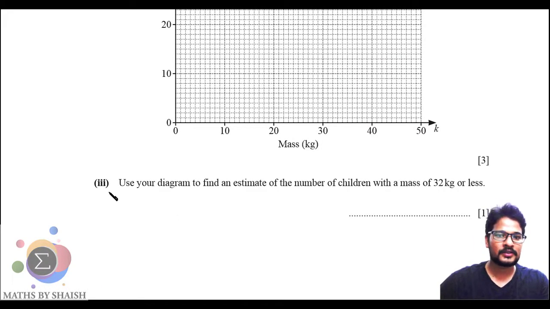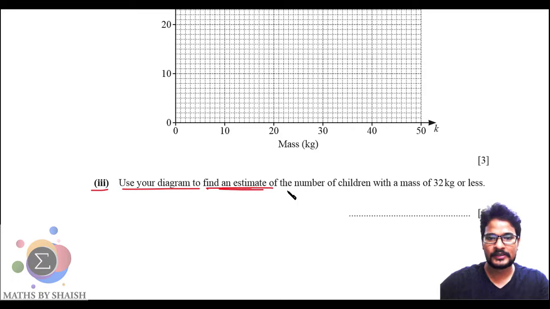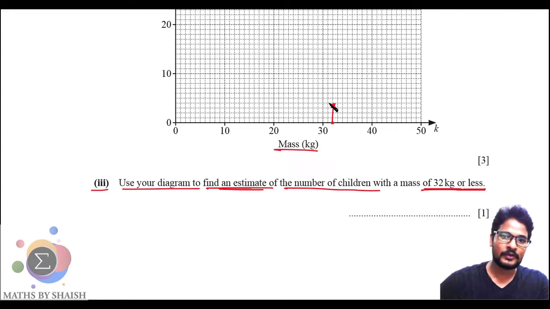Then the related question, third part: use your diagram to find an estimate of the number of children with a mass of 32 kg or less. Since kg will come on the x-axis, we will mark 32. Here it is 32, and then we will go back to the cumulative frequency graph, and then go across to the y-axis so that we can get the frequency, that is the number of children.